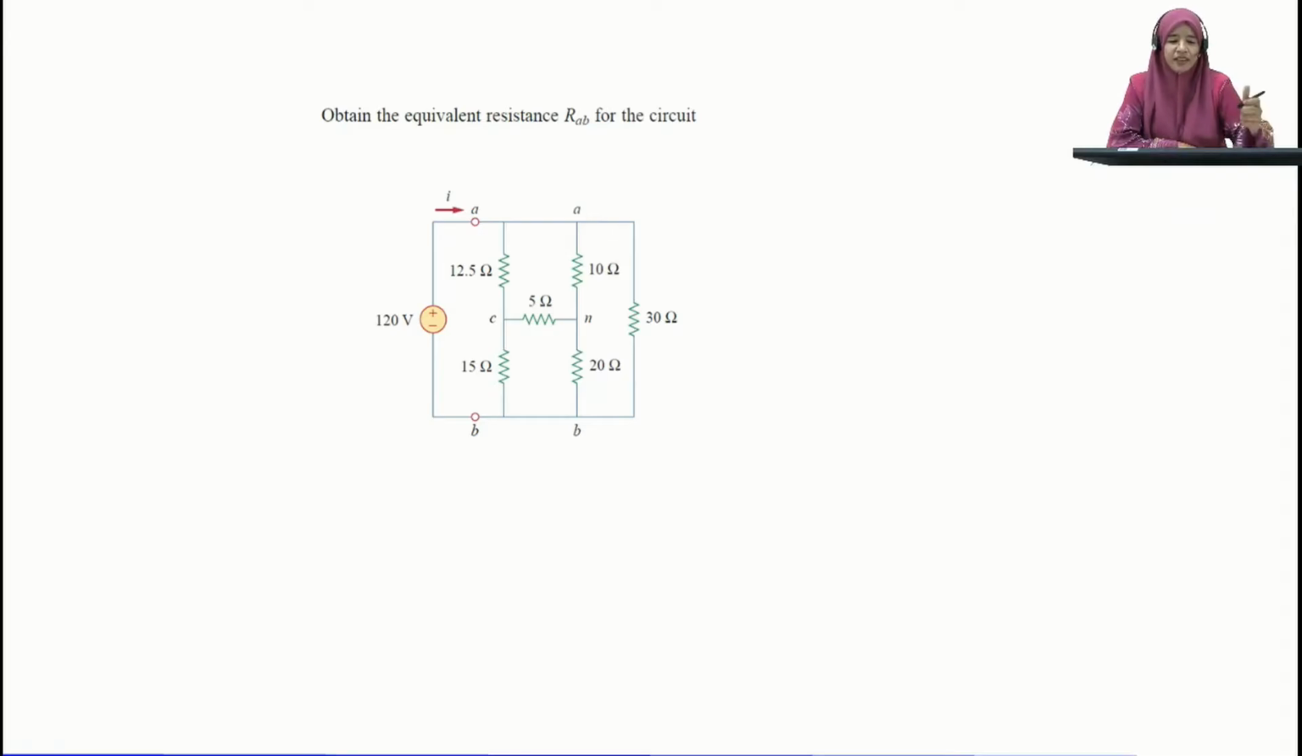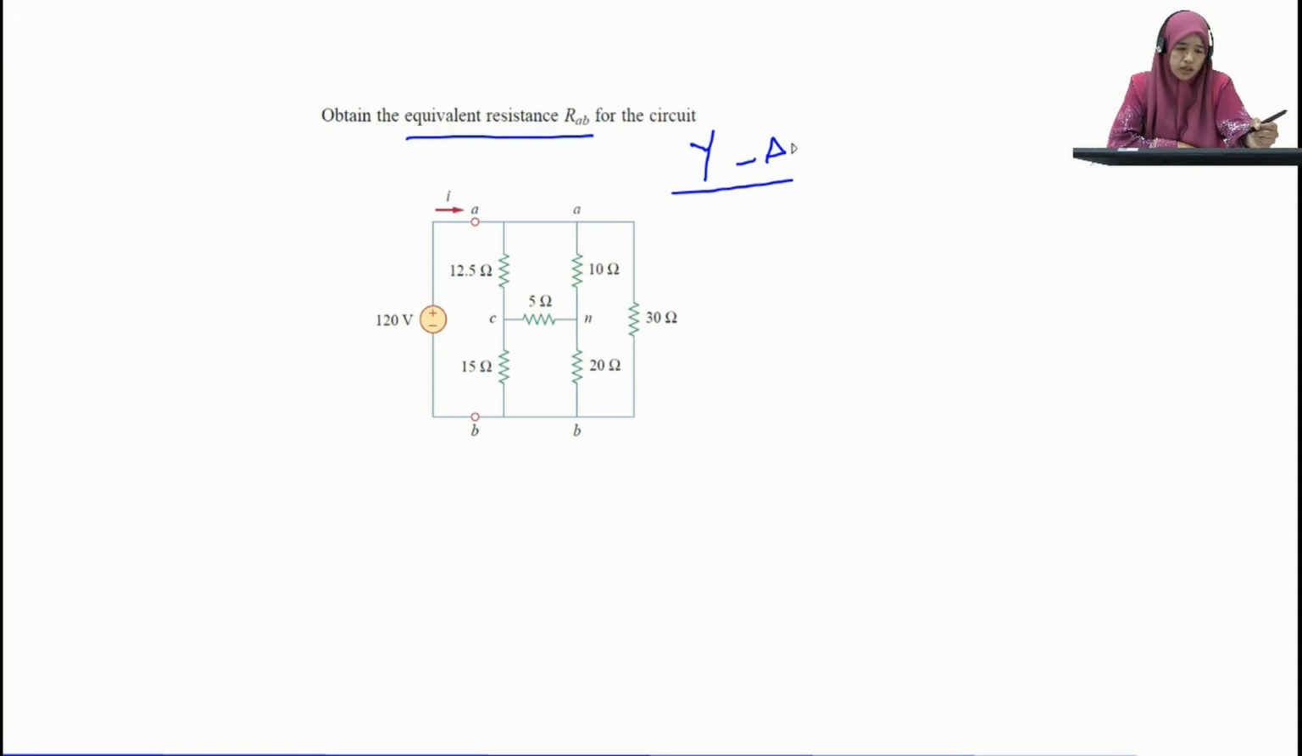Okay, for today we will discuss how we can find the equivalent resistance for the circuit. As we can see, first we need to analyze the circuit. We need to know about Y-delta transformation.